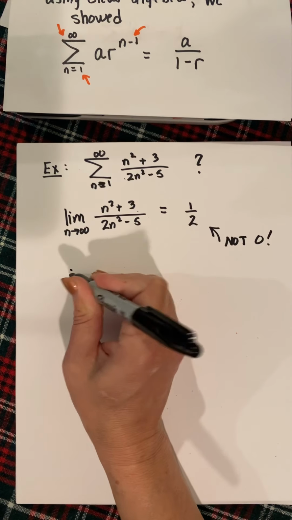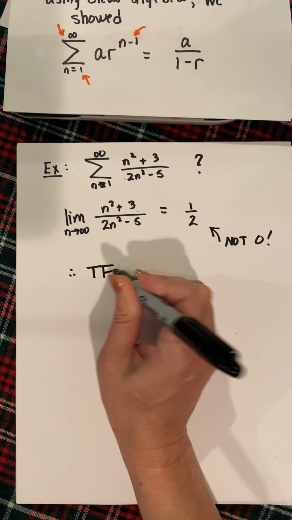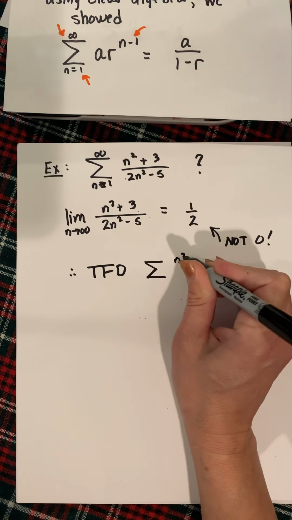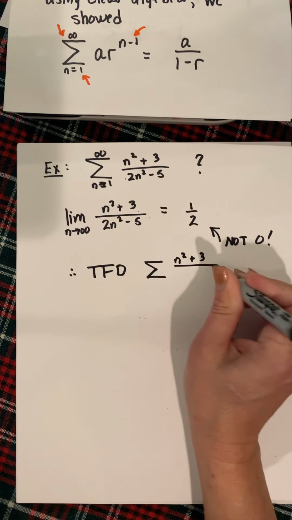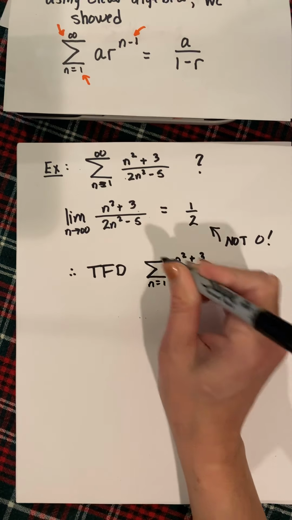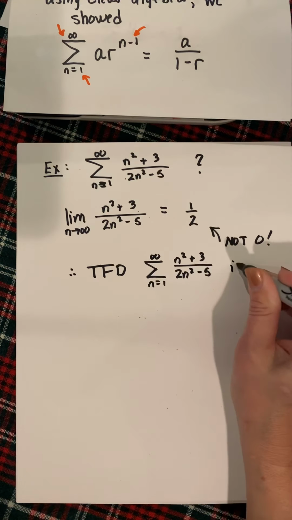Not 0, therefore by the test for divergence, (n squared plus 3) all over (2n squared minus 5) is divergent.